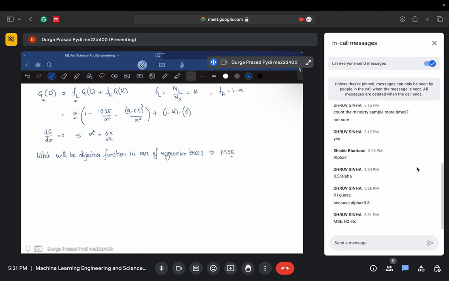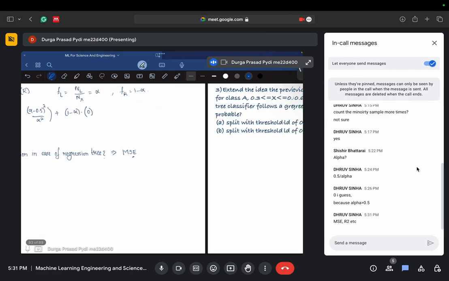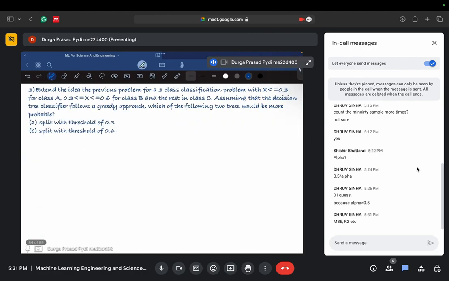The only difference here is, yes, mean square error or R square. We need something that works on real numbers instead of the discrete ones like in a classification problem. So any of these should work. So this is again straightforward. Now let's go one step further.